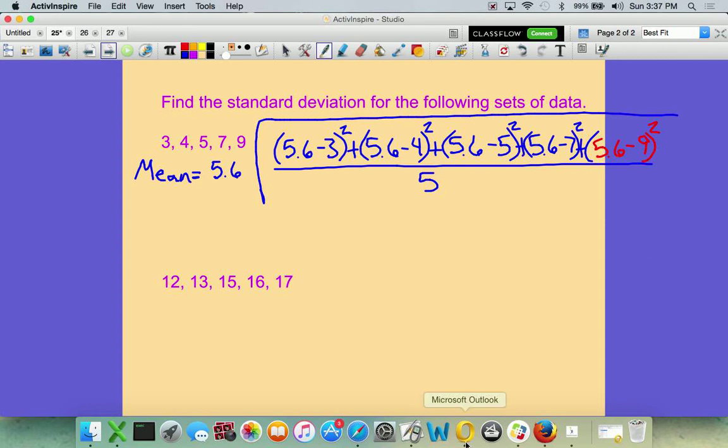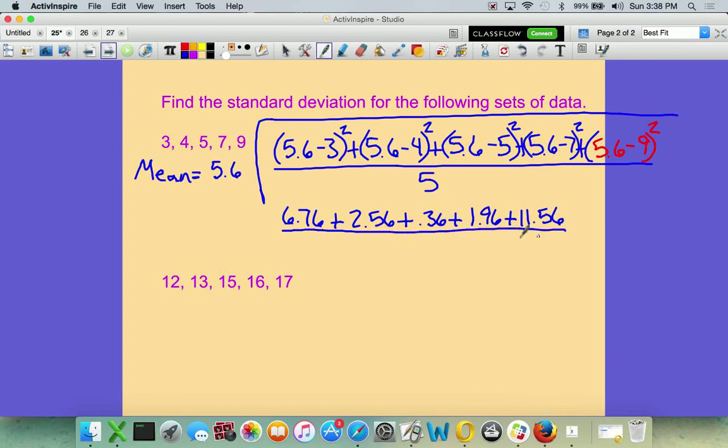Alright, so finding these individually, we have 5.6 minus 3 is 2.6. 2.6 squared is 6.76 plus 2.56 plus 0.36 plus 1.96 plus 11.56. Alright, that's when you subtract them and you square them.